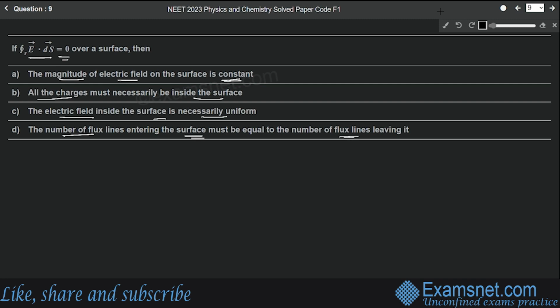Okay, so here vector E dot vector ds equals 0. What does this imply? It implies that the net flux through the surface is 0. And in what condition will the net flux be 0? When the number of flux lines entering the surface is equal to the number of flux lines leaving it. So it will make the net flux 0. So option D will be the correct answer. The number of flux lines entering the surface must be equal to the number of flux lines leaving the surface.